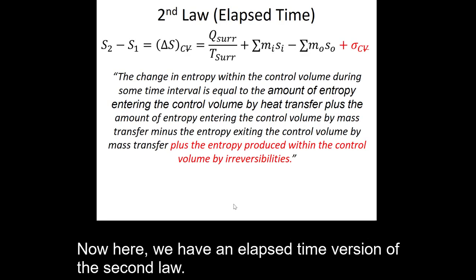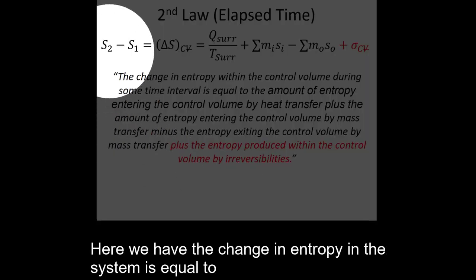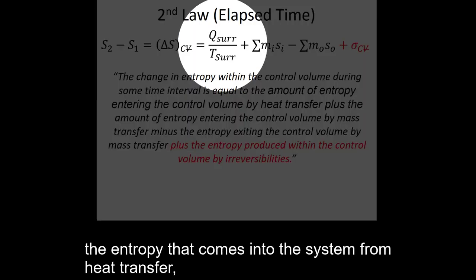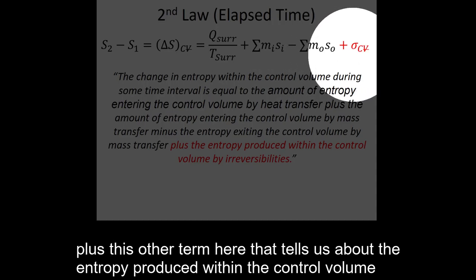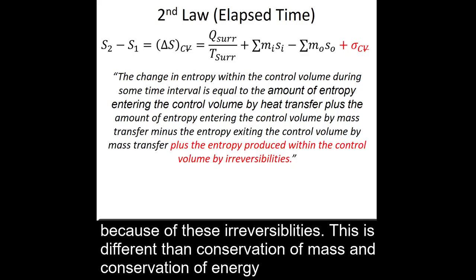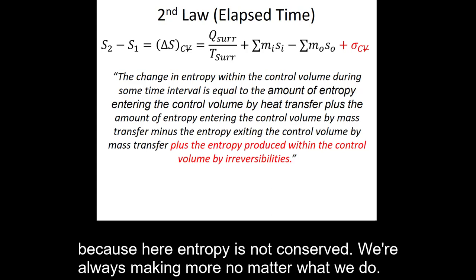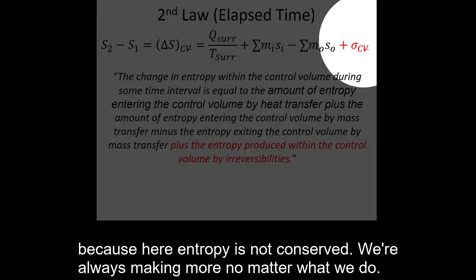Now here we have an elapsed time version of the second law. Here we have the change in entropy in the system is equal to the entropy that comes into the system from heat transfer plus the net entropy coming in with mass, plus this other term here that tells us about the entropy produced within the control volume because of these irreversibilities. This is different than conservation of mass and conservation of energy because here entropy is not conserved. We're always making more no matter what we do.